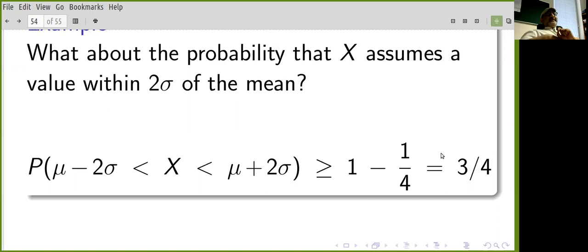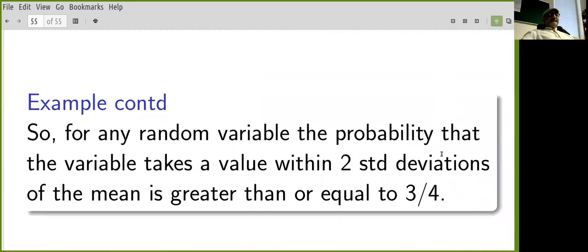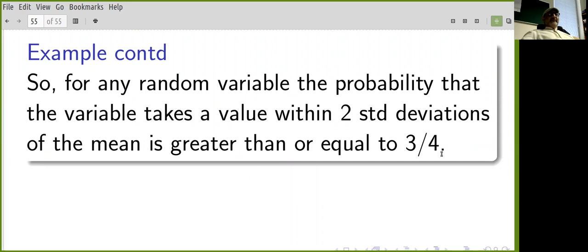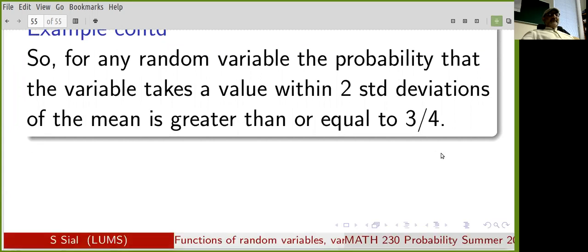So if you want to make a guess as to what the value is, it doesn't make sense to be making guesses about being 10 standard deviations away. Once again, for any random variable, the probability that the variable takes a value within 2 standard deviations of the expectation is greater than or equal to 3/4. As I said, you can get better results than this, provided that you know more about the random variable. This result is amazing because it holds for every single random variable that there is.